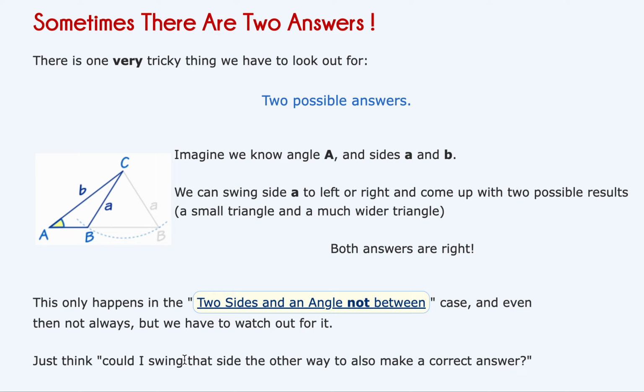Part 2 of the video on the sine rule, special case scenarios. In this tutorial, I'm going to talk about what we need to look out for when we are working with the sine rule, because there could be two possible angles where the rule can be satisfied.